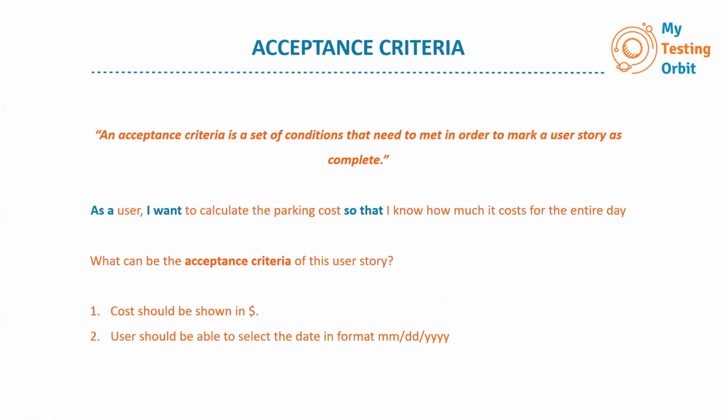Okay, so now let's come to the acceptance criteria. So what is an acceptance criteria? Let's go through the definition first. An acceptance criteria is a set of conditions that need to be met in order to mark a user story as complete. For a user story, we have a specific format which we went through, where we capture who the user is, what the user wants, and what value it will add. On top of that, we also need acceptance criteria for that user story, which is a set of conditions.